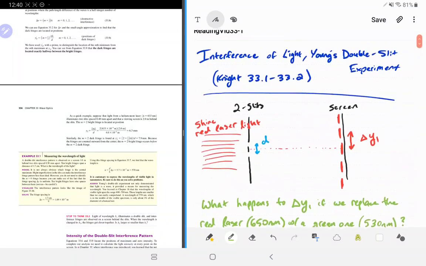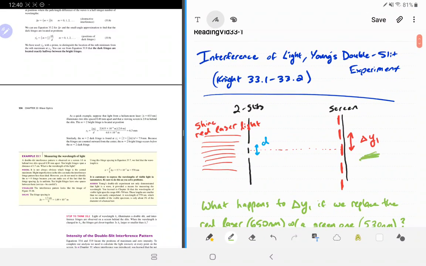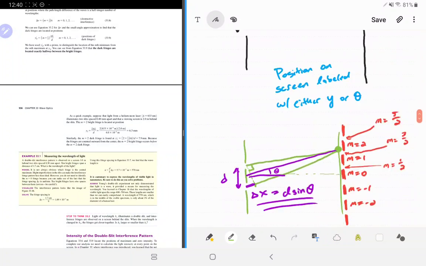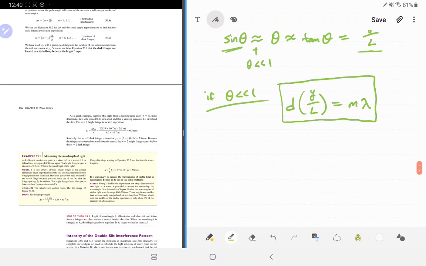Actually, this reminds me of one other thing. Notice I labeled here delta y1, and I meant by that the distance from one bright spot to a consecutive bright spot. Okay, so what do I mean by that?